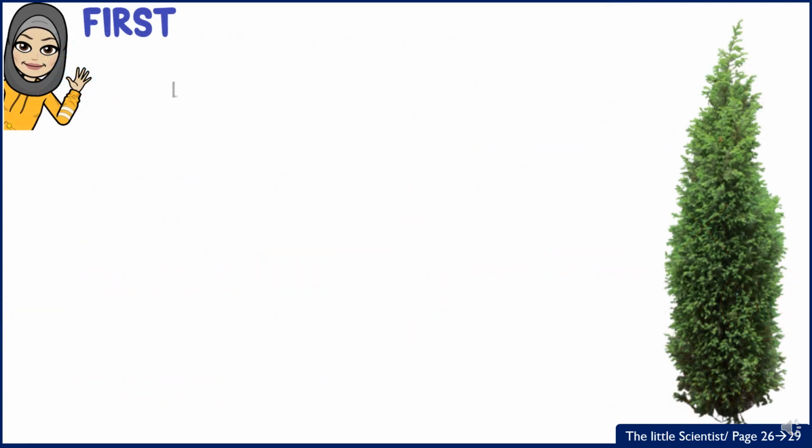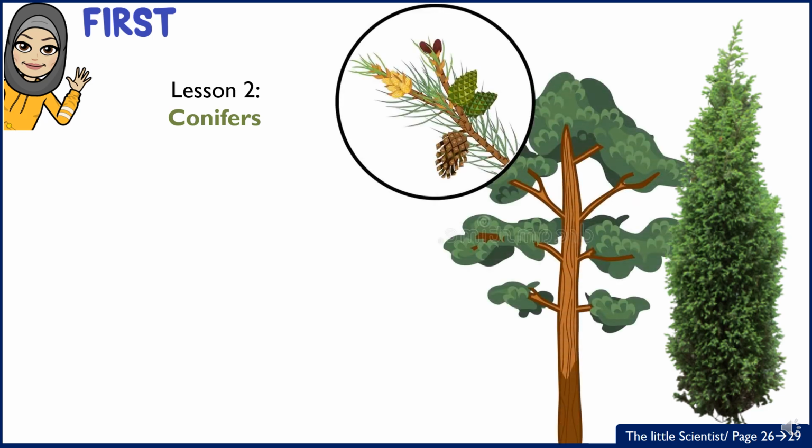First, guys, let's revise together about conifers. Conifers are simply non-flowering plants because they don't have a flower. Instead of a flower, they have cones. And the shape of the leaves is needle-like, so the leaves are like needles. And they are evergreen plants because they stay green all year.